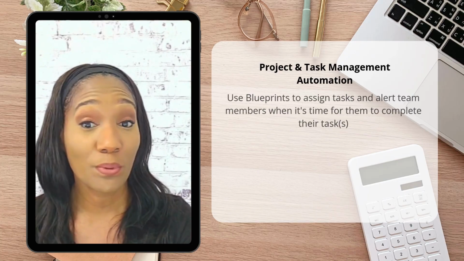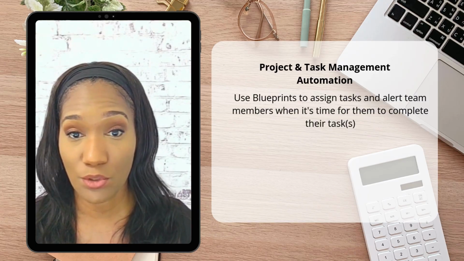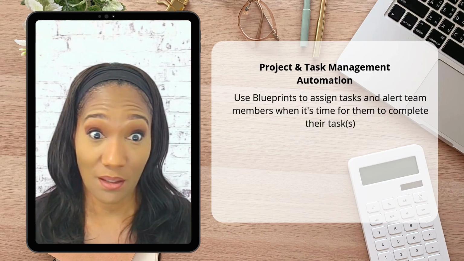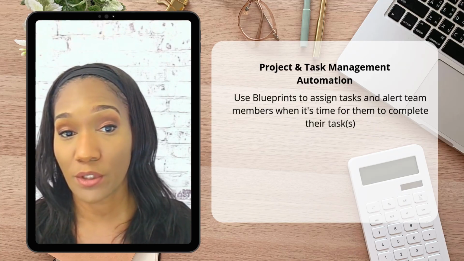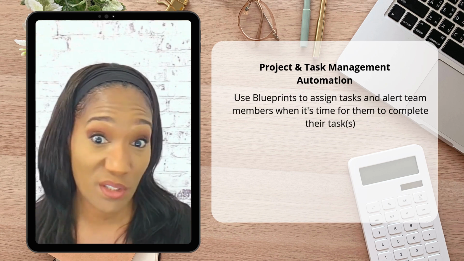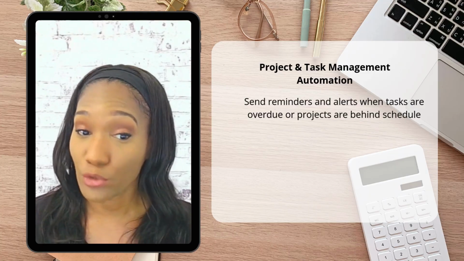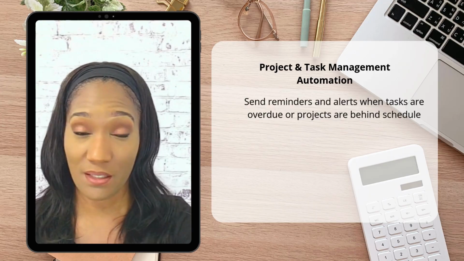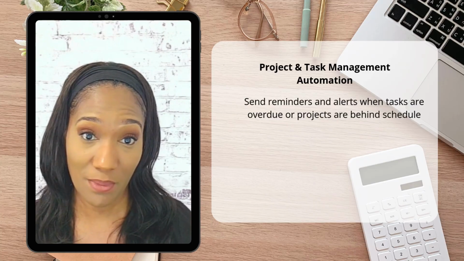You can use blueprints too. Those are used to assign tasks and alerts to team members, or you can use it for many things actually. But those blueprints, again, you can take your lead or your customer through a certain path or blueprint based on the service that they chose. You can send reminders and alerts when tasks are overdue or when projects are behind schedule. These are just some of the ways that you can automate your project and task management process.